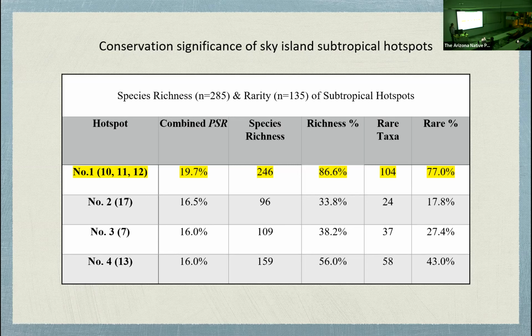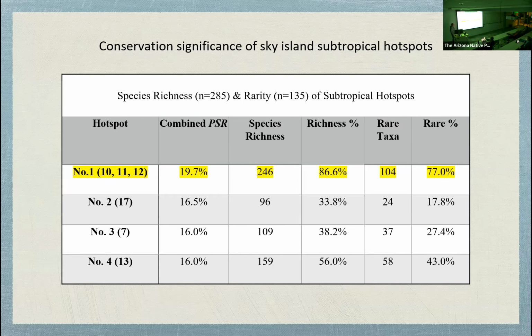You can see what we came up with here. The Santa Cruz County hotspot, the main hotspot, falling mostly in Santa Cruz County, has almost 87% of all subtropical species in the U.S. Sky Islands found there. Remarkable. And 77% of all of the subtropical rare taxa are found in that area. So that really represents an ideal place for some type of conservation action, particularly relevant considering that right now there are 3 open pit mines proposed in Patagonia, the Sky Island with the highest amount of subtropical.